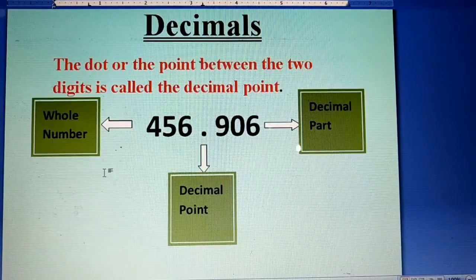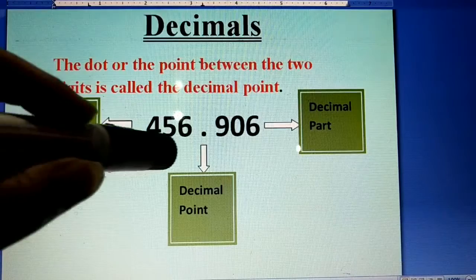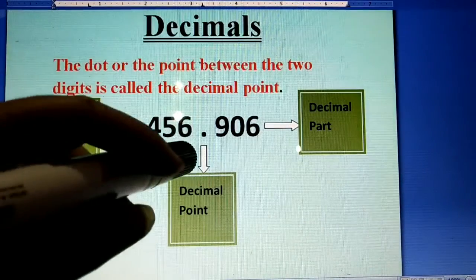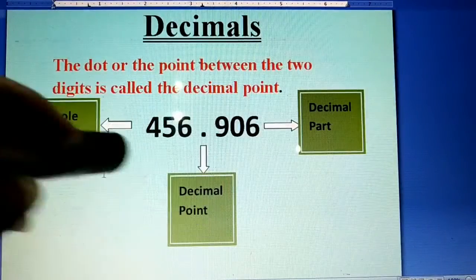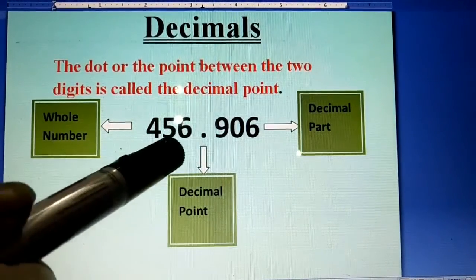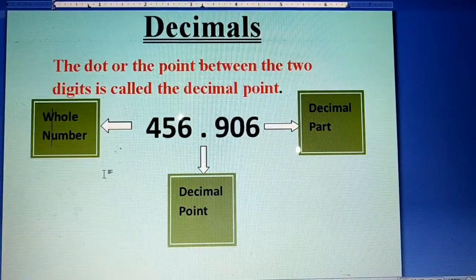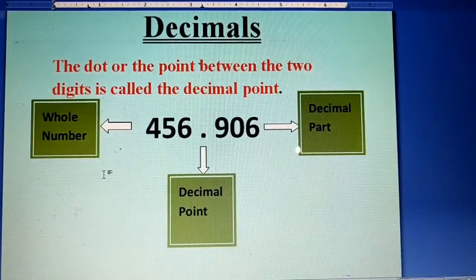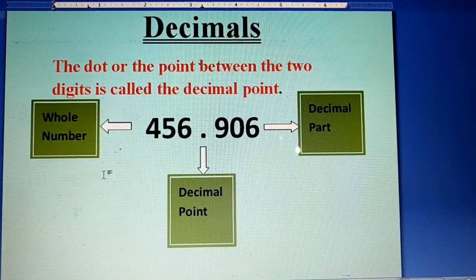Now see this number, 456.906. The point between 6 and 9 is called the decimal point. Before the decimal, this part, 456, is called the whole number, and after the point, 906, is called the decimal part. The value of the decimal part is always less than 1.